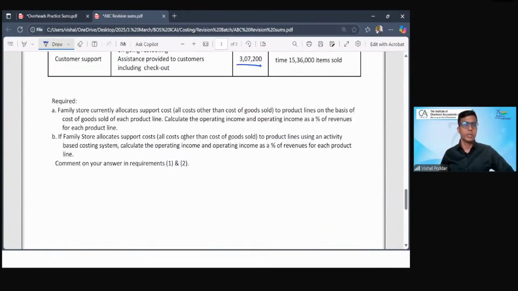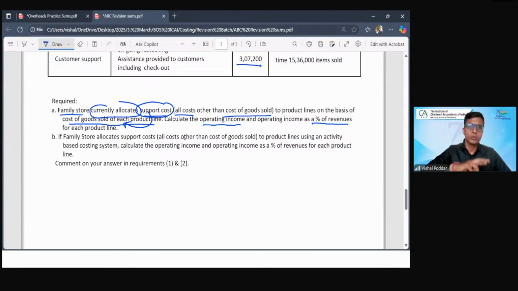Now, what is the question? The family store currently allocates the support cost, that is overheads, all cost other than your purchase cost, that is the direct COGS, to the production line on the basis of COGS sold of each production line. So this is very important. Presently, the support cost is charged using the base as COGS itself. Calculate the operating income as a percentage of revenue. Now, this sum requires both these steps. You have to find out ORR also, and you have to do charging also. First is the traditional method where you are following the old approach, and then you have the ABC method.